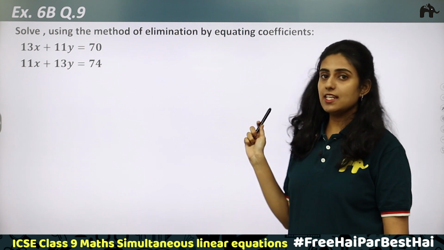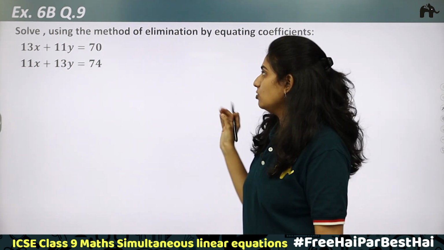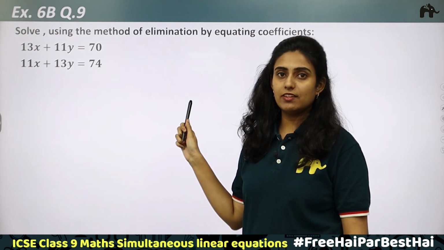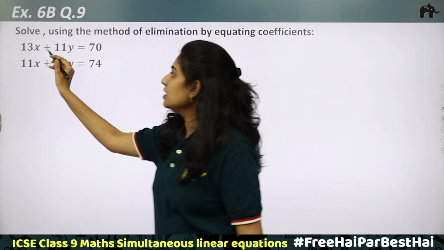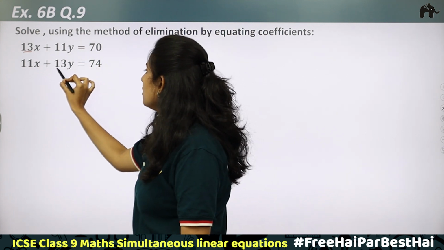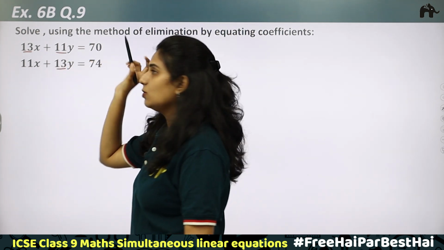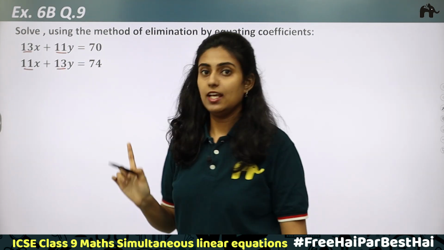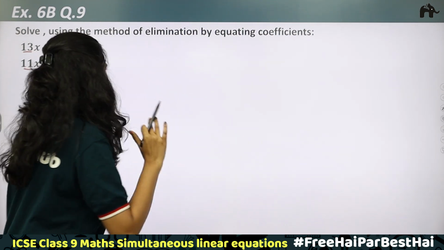Question 9 of exercise 6b. So here 13x plus 11y is equal to 70, first equation. 11x plus 13y is equal to 74 is the second equation. Okay, so here you can see the coefficient of x in the first equation is equal to the coefficient of y in the second equation. Coefficient of y in the first equation is equal to the coefficient of x in the second equation. In that case, what can be done? We are going to add and subtract both the equations.